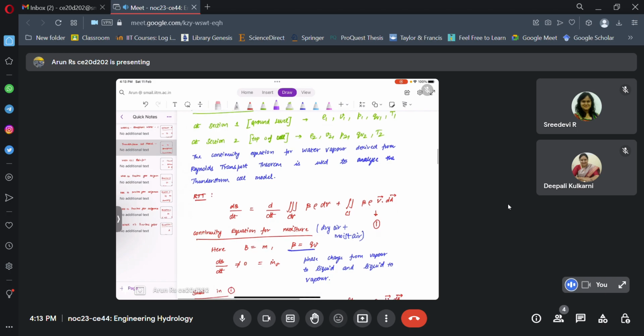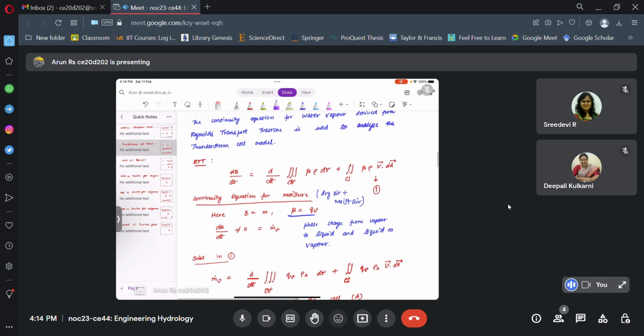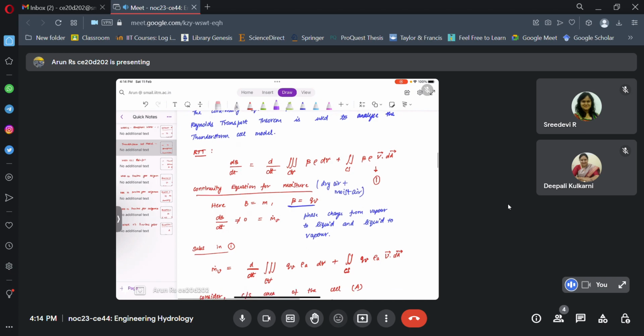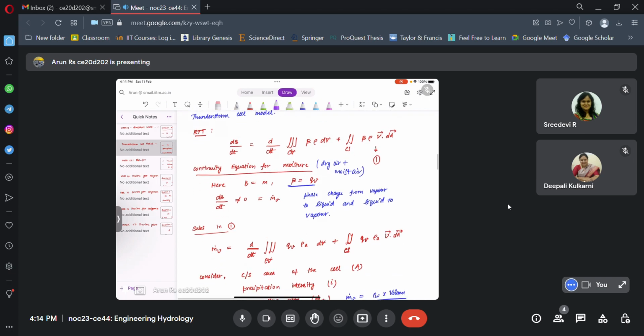So we'll be using the continuity equation which we derived using the Reynolds transport theorem to analyze this thunderstorm model. So the basic notation of the Reynolds transport theorem is given here. On the left hand side we have the system property, which is dB by dt, which is equal to the rate of change of the intensive property that happens within the control volume plus the amount of matter which goes in and goes out of the control surface, that is represented by the second term.